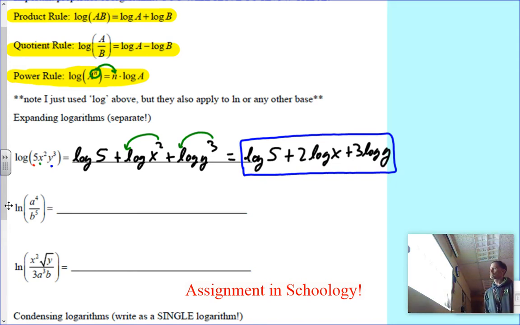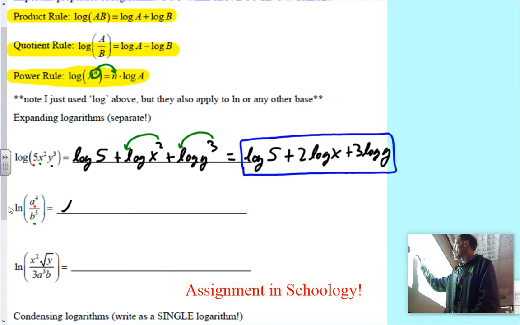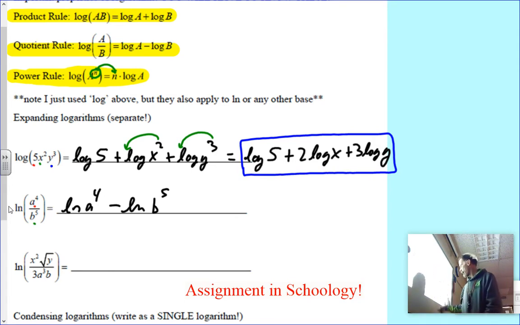How about example 2? Now we have the natural log, ln of a to the 4th over b to the 5th. Again, I've got two things: an a term and a b term. But now I'm dividing them, so the quotient rule is going to apply. What the quotient rule says is if I have a fraction, I take the first thing and then subtract the bottom thing. Again, doing it in a couple steps, I have ln of a to the 4th, the top thing goes first, minus ln of b to the 5th. And then I can apply the power rule again. The 4 can come in front, the 5 can go in front. So my final answer would be 4 ln a minus 5 ln b.